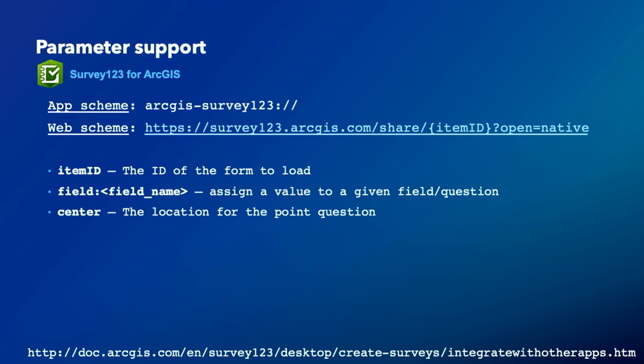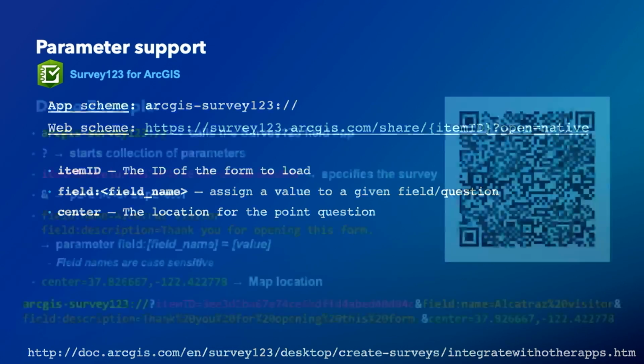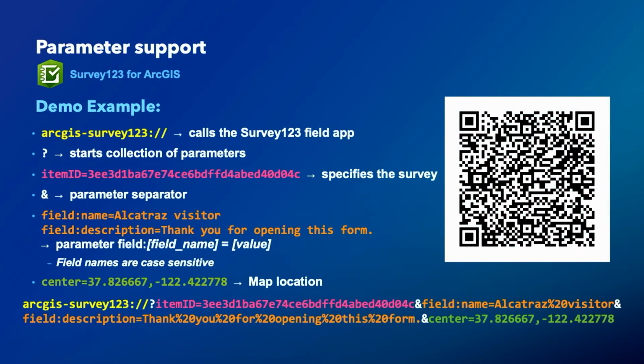The final parameter we support is the center parameter. This is the latitude and longitude you want the map of the survey to be assigned to. So when you open up the survey, you've already given it the location. Let's take a look at an example here. So this is actually a public form. If you've got an iOS device, you can scan the barcode, and that'll open up the application for you if you have Survey123 installed. If you have Android, you can get a QR reader application and do the same.